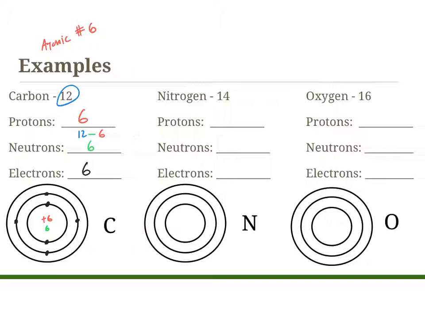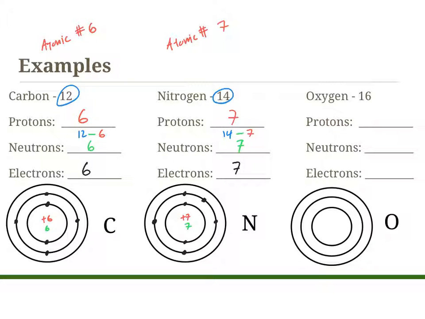Let's take care of nitrogen, which has an atomic number of 7. That tells me I have 7 protons and 7 electrons, and its mass number is 14. So it's going to be 14 minus 7, which gives me 7 neutrons. So when I draw this structure, I'm going to have a plus 7, 7 neutrons, and then 1, 2, 3, 4, 5, 6, 7. Okay?